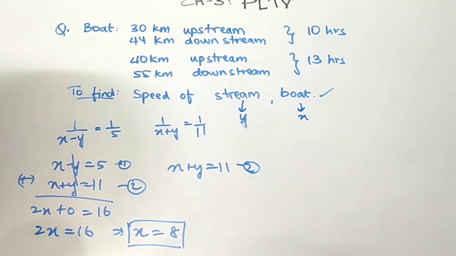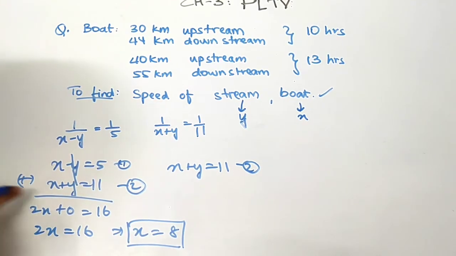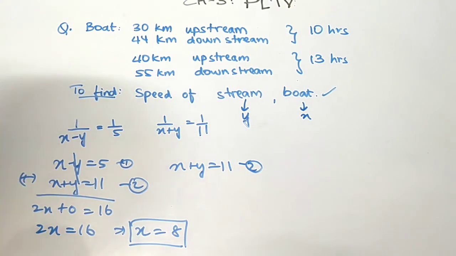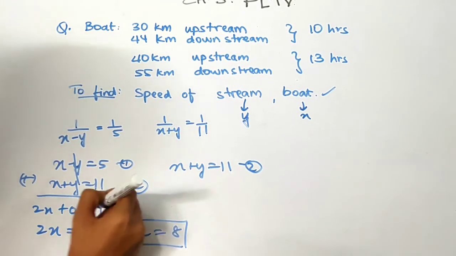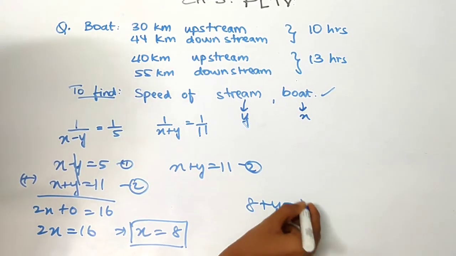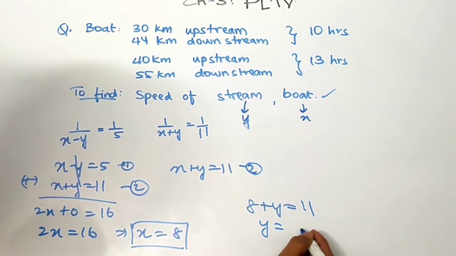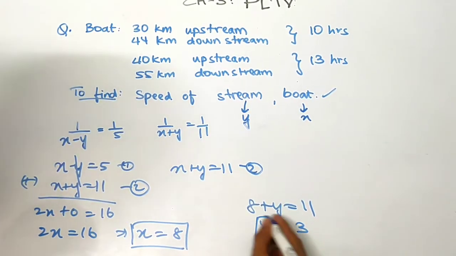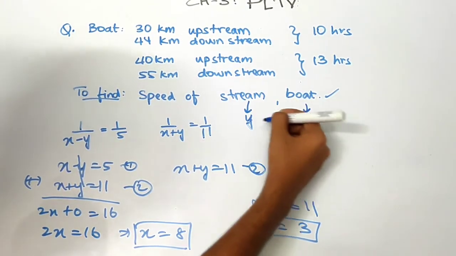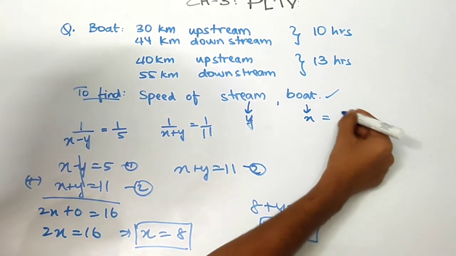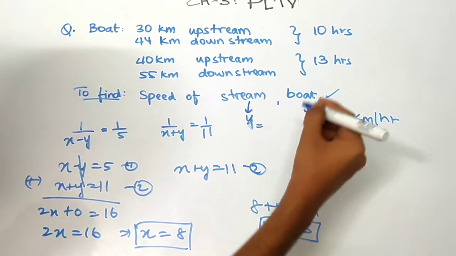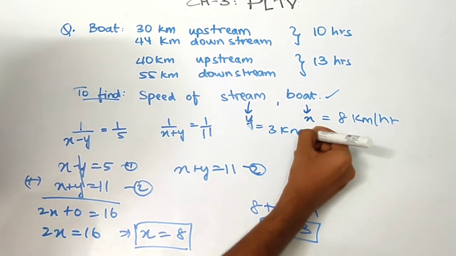Now I have to find the value of y. Just substitute it within any of these two given equations, equation number 1 or equation number 2. So I substituted in equation number 2. So x plus y is equal to 11. Now 8 plus y is equal to 11, so y is equal to 11 minus 8, which is 3. Now I found out the values of x and y, which were the speed of the boat and the speed of the stream. Now the speed of the boat was actually 8 kilometers per hour. Don't forget the units. So the speed of the boat was 8 kilometers per hour and the speed of the stream was 3 kilometers per hour.